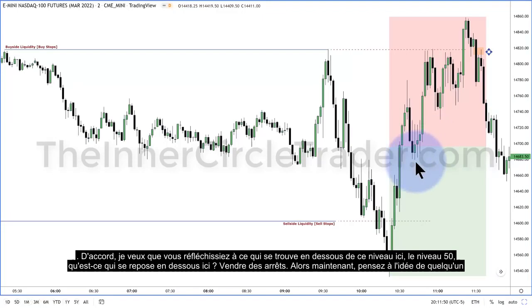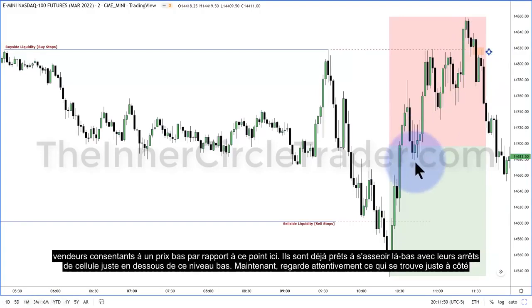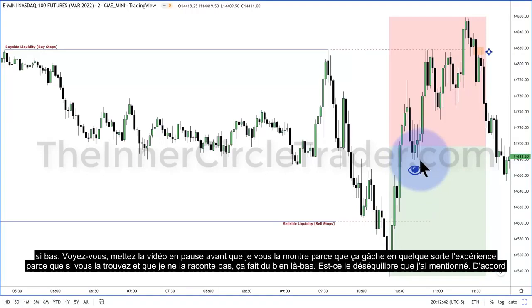Sell stops. So now think about someone like you and I that would see this ideal entry as a short. We have to sell to get in that short. How do we get out of that short? We've got to buy it back or cover it by buying. Well, we're going to find willing sellers at a low price relative to this point here. They're already sitting down there with their sell stops right below that low. Now, look closely. What else resides right near that low?